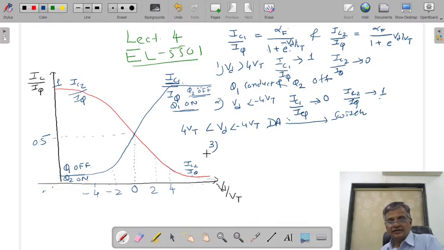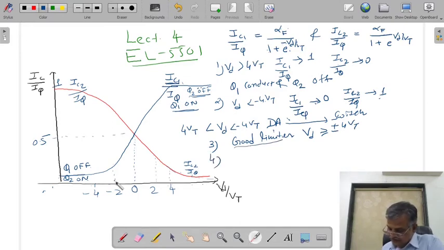Third, it can be used as a good limiter circuit. When Vd is greater than or equal to plus or minus 4 Vt, it can limit your output. So it is called a good limiter circuit. Fourth, see here, this region.